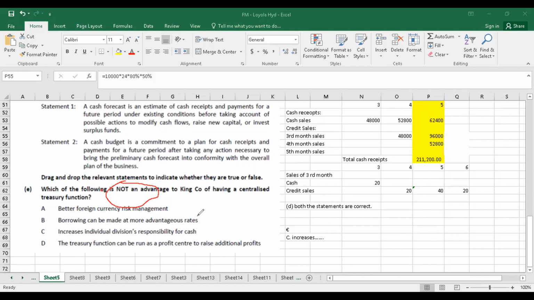They are part of the organization, not an individual unit. So here treasury function is a unit of the organization. It is not about individual divisions' responsibility for cash. Which of the following is not an advantage, it's a disadvantage. Increases individual divisions' responsibility for cash. So that will be taken as a disadvantage here.